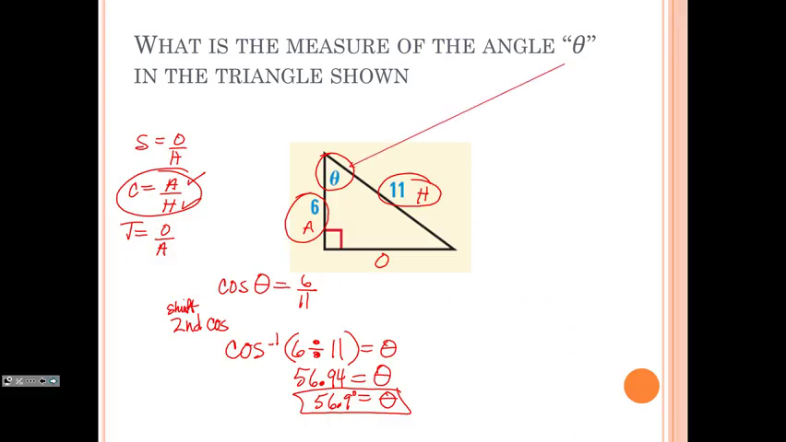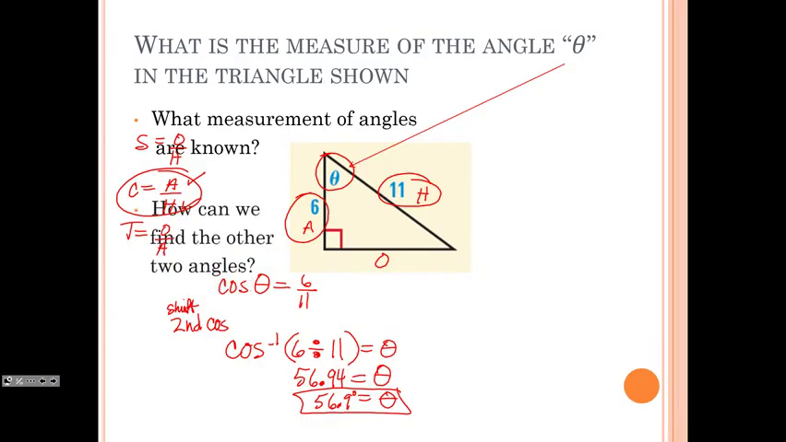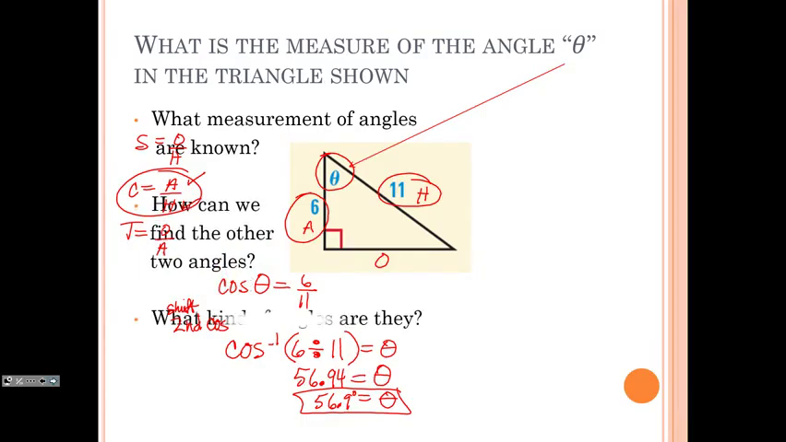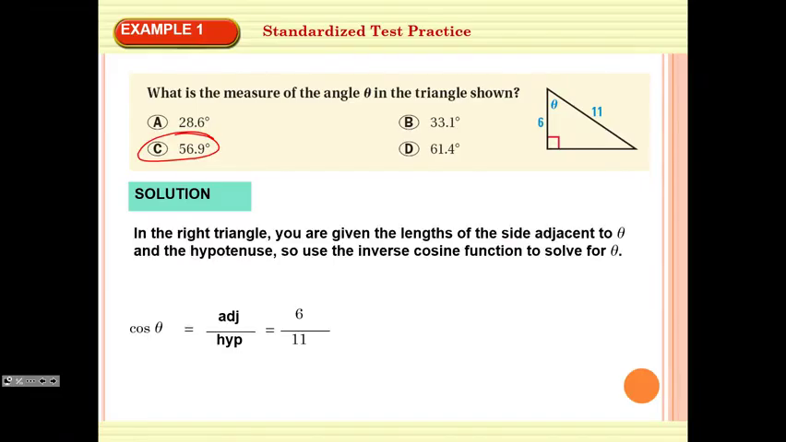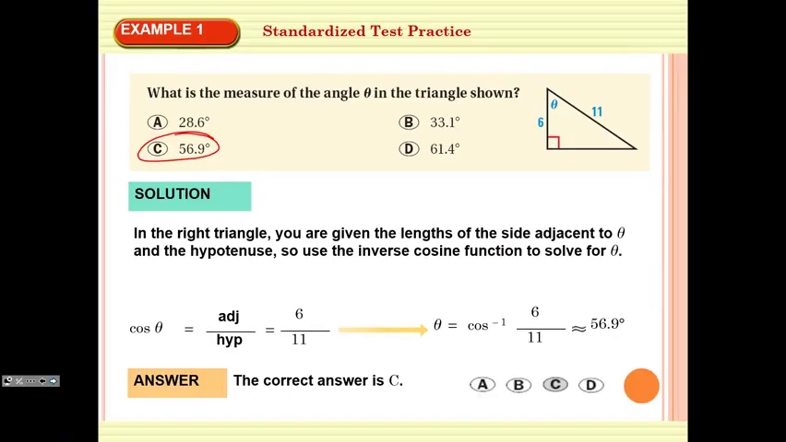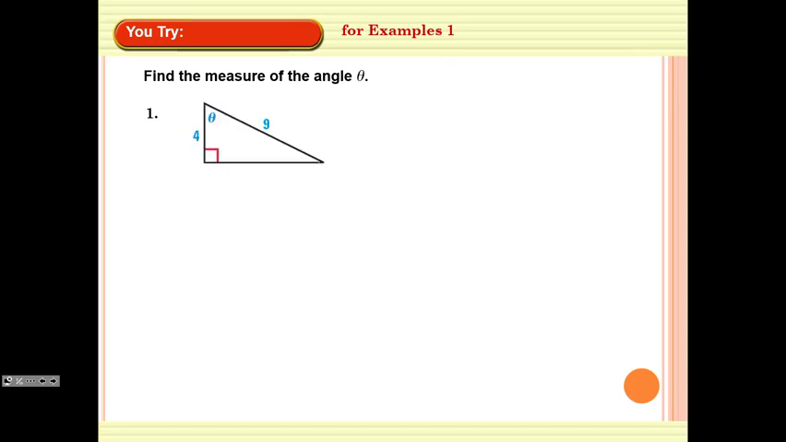Okay, so we've gone through this. Let's go on, and sorry about that, I kind of wrote over the top of all that. Here we go. So 56.9, there's our answer. Here it is written out how you're going to do it.